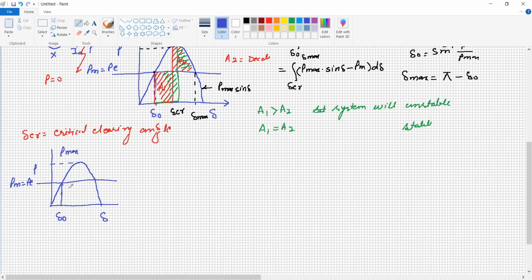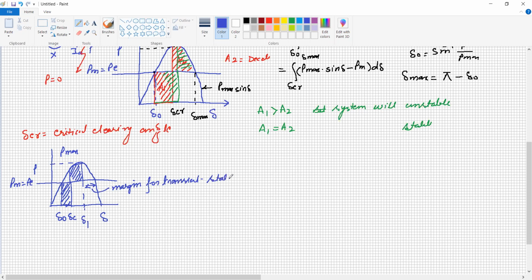Okay. Now, if your circuit breaker is too fast, it is going to open over here, and somewhere the deceleration area also becomes equal to the acceleration area, and the system will be stable. So this is the clearing angle, and this is delta 2 or delta 1. So this is the margin. This is the margin for transient stability.